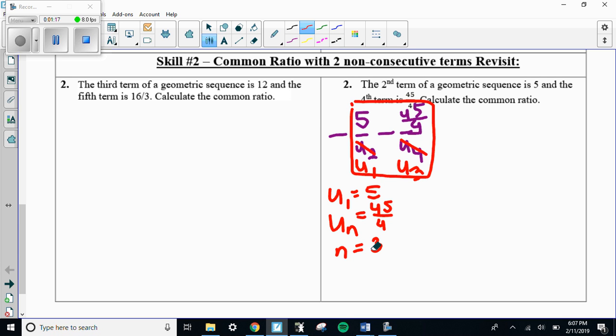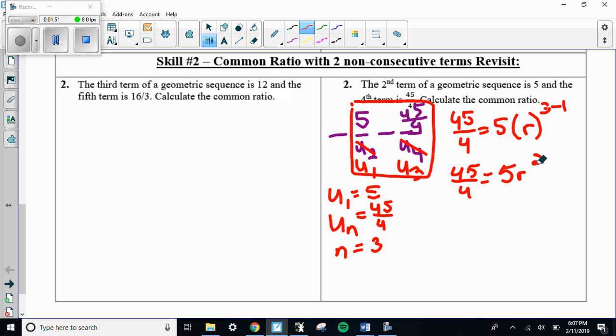So when we go ahead and plug it into the finding an nth term formula, we're going to have 45 over 4 is equal to our new U1, which is 5, times r, which is what we're looking for, to the n minus 1, or just 3 minus 1. From there, what we're going to do is simplify the exponent on the right-hand side. So we're going to have 45 over 4 again is equal to 5r squared.